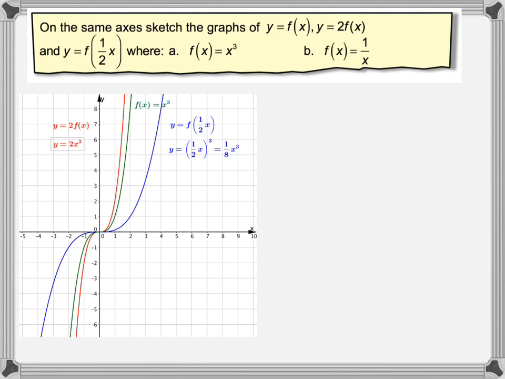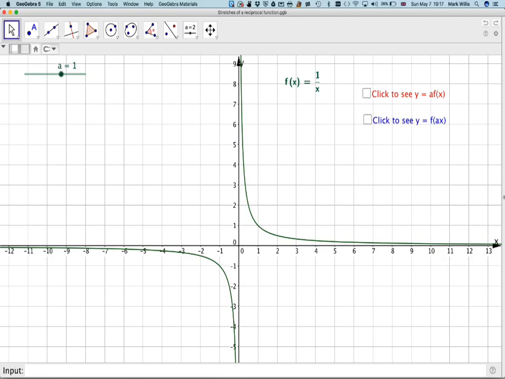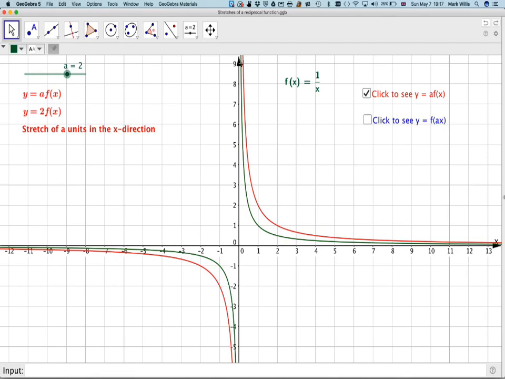Okay, we're now going to look at f of 1 over x. So in this applet we've got the graph of 1 over x, which is this one here, and this one here. We should know this graph by now. If I click here, I will get y is equal to a f of x, and it's set at 1, so it will be the same as this one. So if I now make it 2, it becomes that.